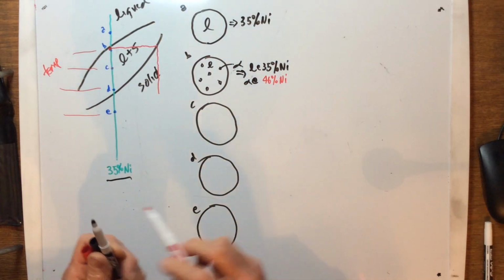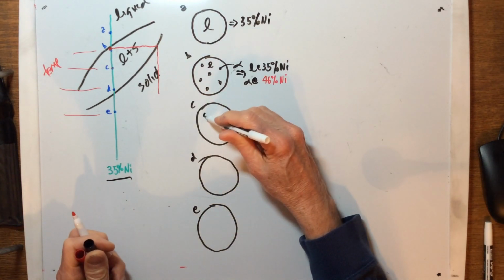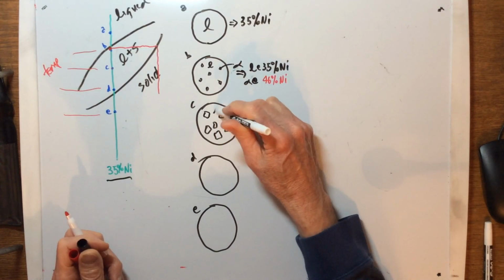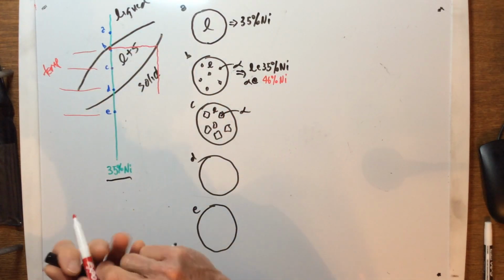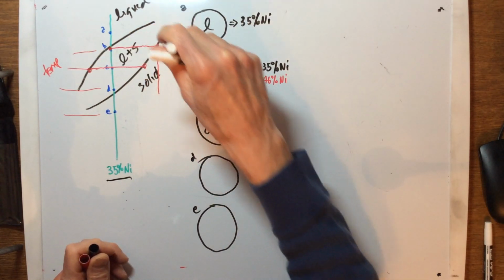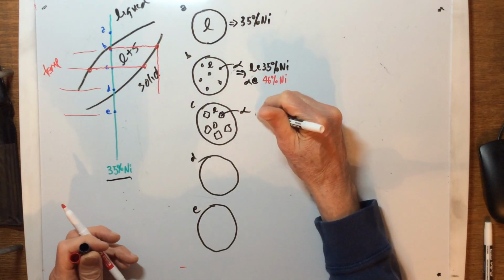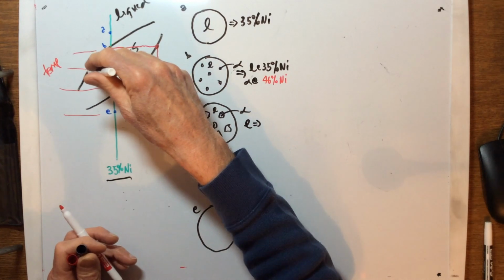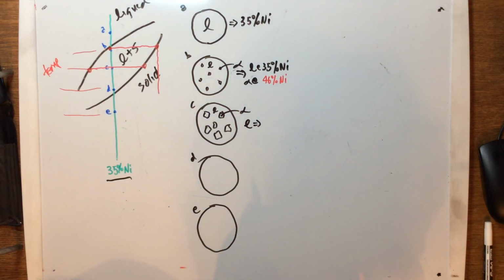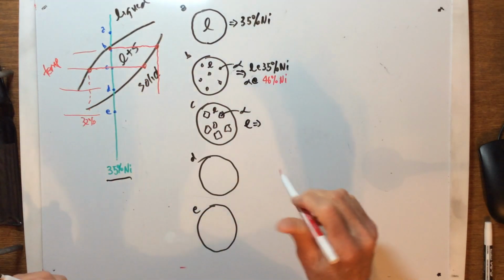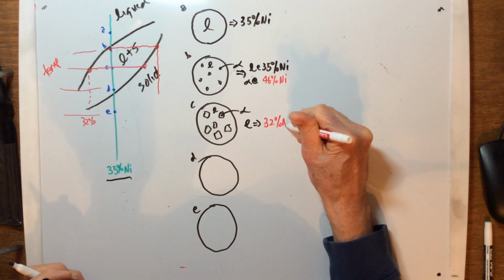Okay, now let's go down here to C. We're dropping the temperature, and so all of these alpha particles begin to enlarge. We still have these as alpha particles, and we still have some liquid in here. Again, we construct a tie line at that temperature all the way across, and define the two end members just like we did up here. The liquid here, arbitrarily, is going to be at 32%. So liquid would be at 32% nickel.